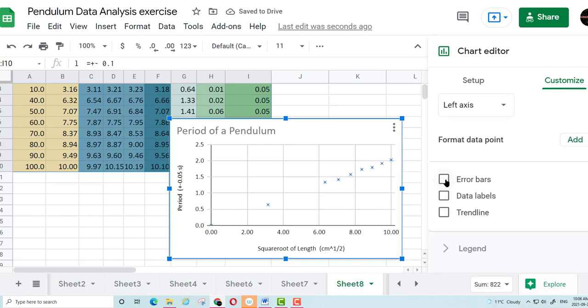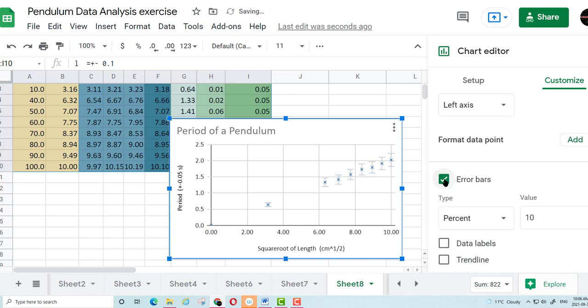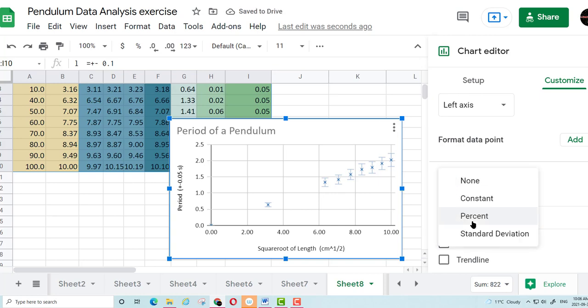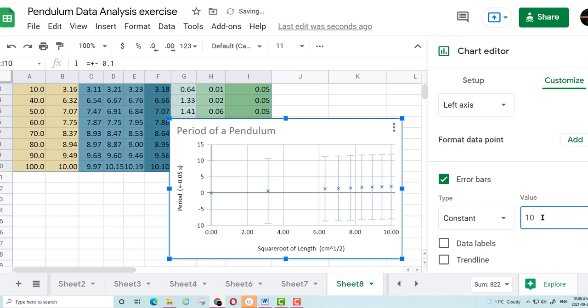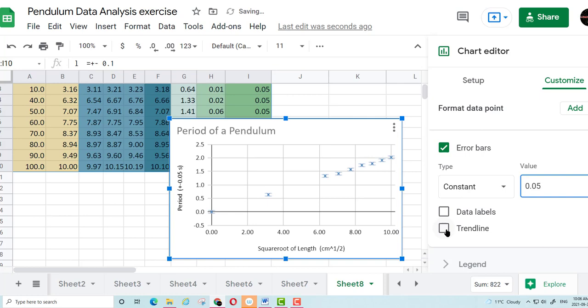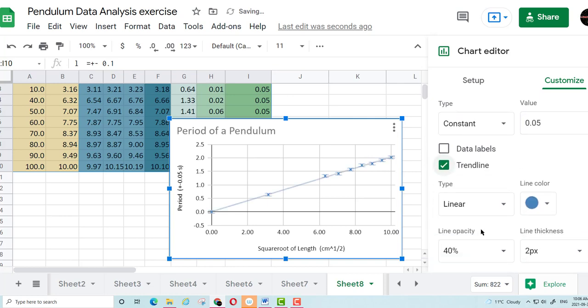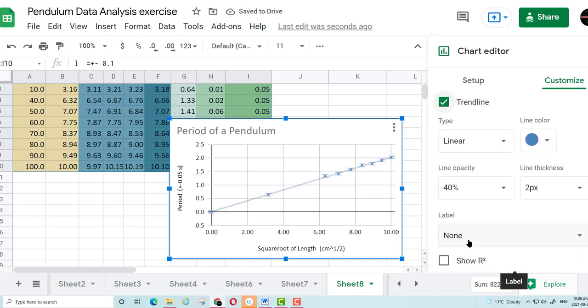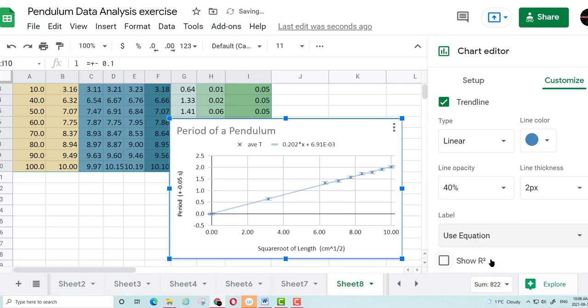I want some error bars, and this is one of the advantages of the period: I already have the size of my error bars, a constant value of 0.05. And I do want a trend line. This time it's a linear trend line, and I do want to show the equation.